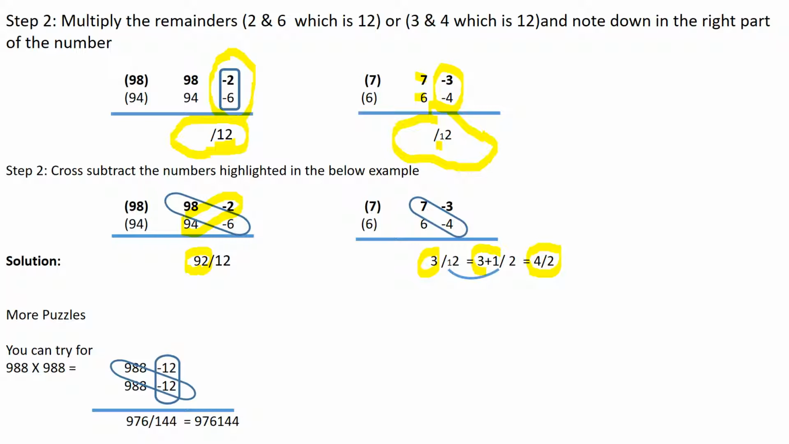So the entire solution is 42, which is 7 multiplied by 6, whereas 98 multiplied by 94 is 9212. Isn't it very easy? Let us see another example here.